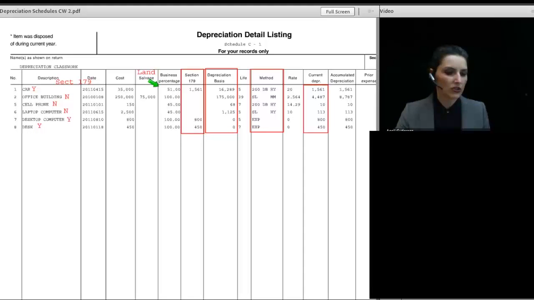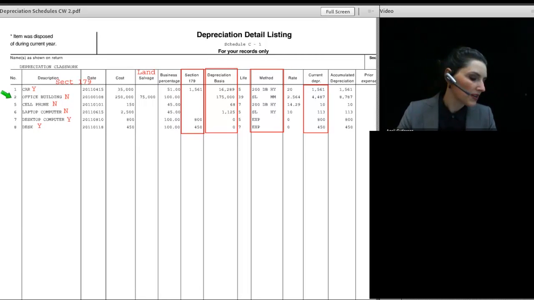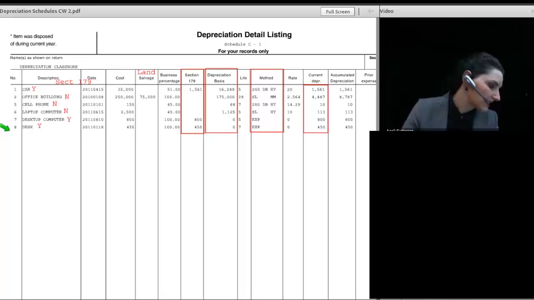The next one in line is the commercial office building. That's going to go in Part 3 of Form 4562. And the cell phone is no longer listed property. It is 7-year property, and it will go on line 19C. The laptop computer is listed property used less than 51% for business use, and so it will go in Part 5 on line 27. The desktop computer is not listed property because it is used at a regular business establishment, and therefore it is 5-year property that will be entered in Part 3 on line 19B. And the final one is the desk. It is 7-year property, and it would go on line 19C.